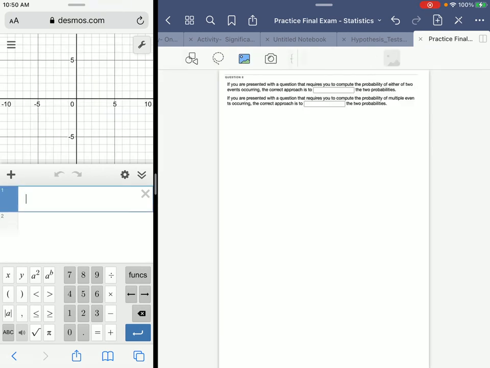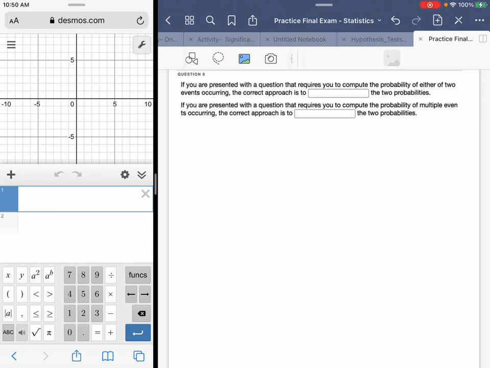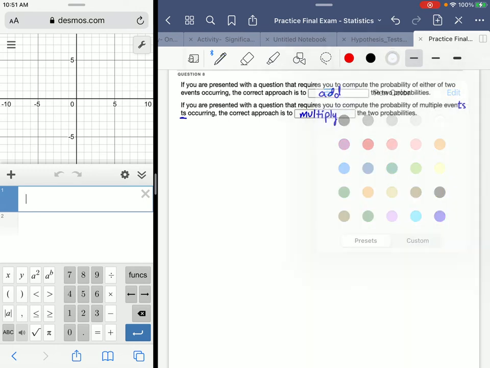All right, so starting with number 8, we're looking at some general knowledge questions. If you're presented with a question that requires you to compute the probability of either of two events occurring, so an implied or in there, the correct approach would be to add the two probabilities. If you're presented with a question that requires you to compute the probability of multiple events occurring, the correct approach is to multiply the two probabilities.